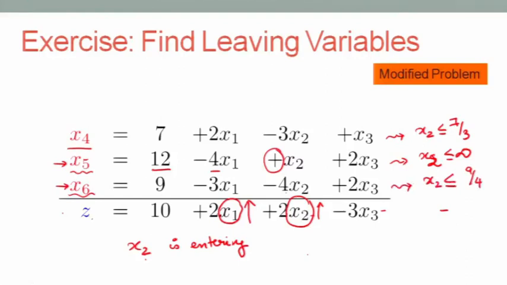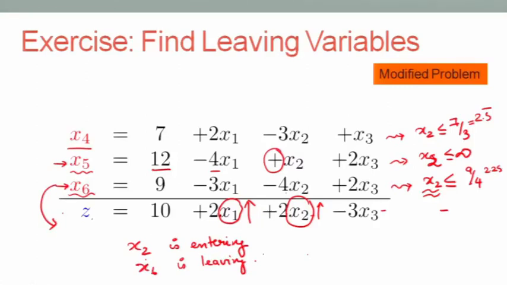9 by 4. Okay, and that's how much you can take it before x6 goes negative. Together, so this is roughly 2.3, and this is roughly 2.25. So this is a smaller increase, and this is a tighter constraint, so this wins out, and therefore x6 will leave. So if x2 is entering, x6 is the only opportunity for us to have a leaving variable. So x2 tries to enter, then x6 will have to leave.